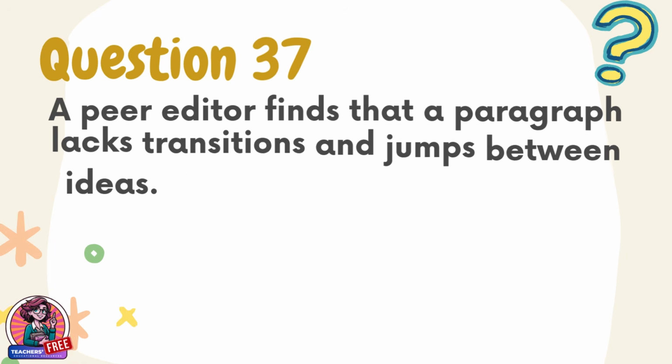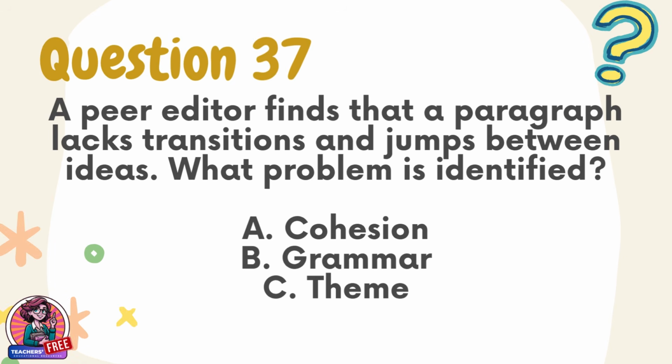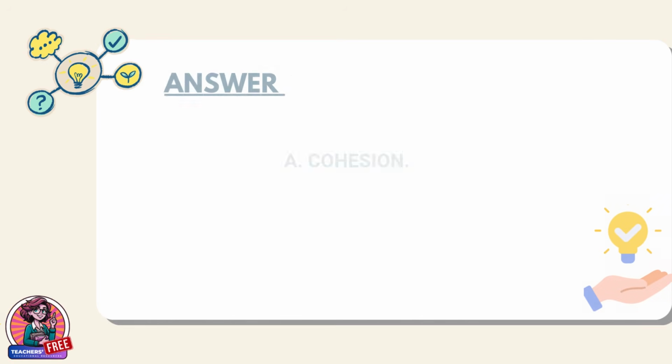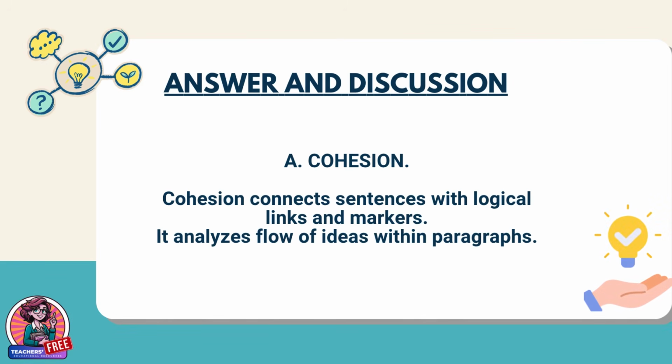Question 37. A peer editor finds that a paragraph lacks transitions and jumps between ideas. What problem is identified? A. Cohesion. B. Grammar. C. Theme. Answer. A. Cohesion. Cohesion connects sentences with logical links and markers. It analyzes flow of ideas within paragraphs.